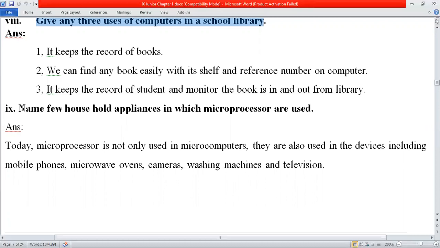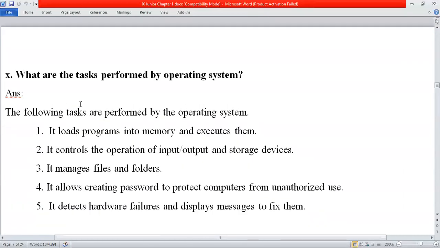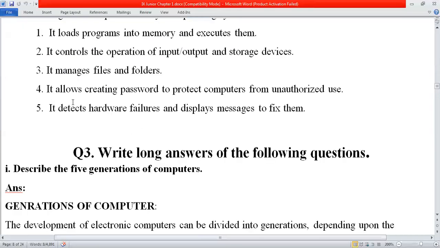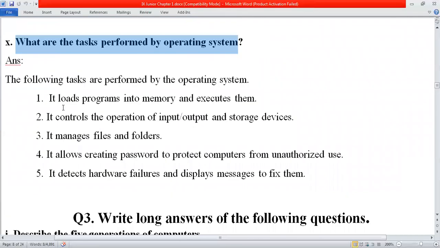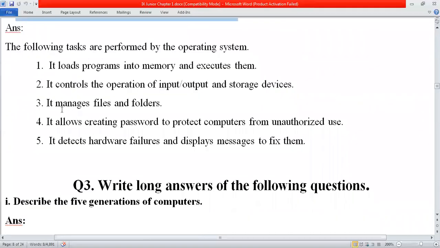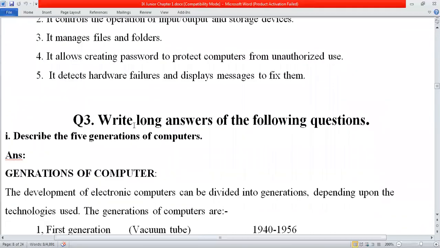Question number 9, a short question, was: name a few household appliances in which microprocessors are used. Nowadays microprocessors are used everywhere: washing machine, wall clock, microcomputer, digital computer, mobile phones, etc. What are the tasks performed by the operating system? It means Windows: what kind of tasks it can perform. So we discussed it.